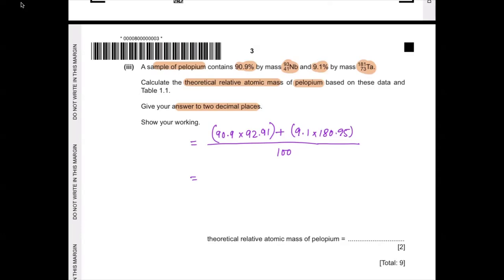Yes, has anyone calculated the value? Okay, 90.9 times 92.1 plus 9.1 times 180.95 over 100 equals... Yes, I'm getting 100.192. So the relative atomic mass of palladium is 100.92. Okay.